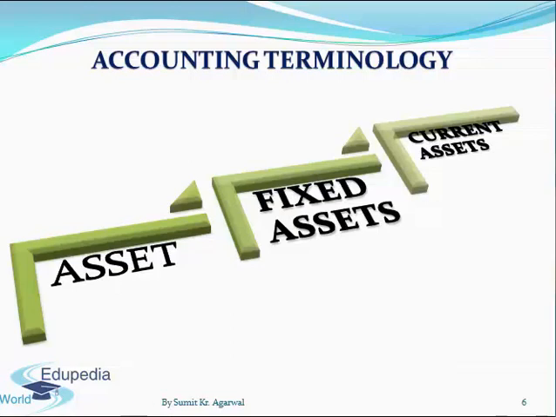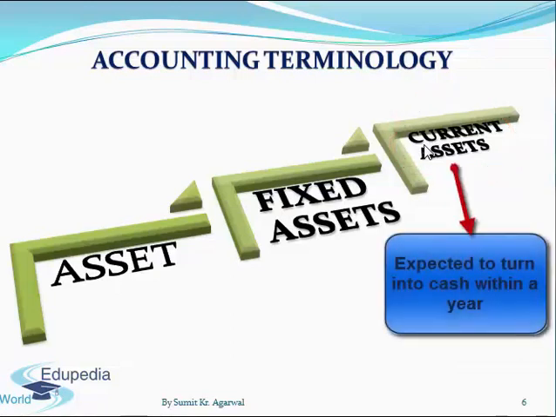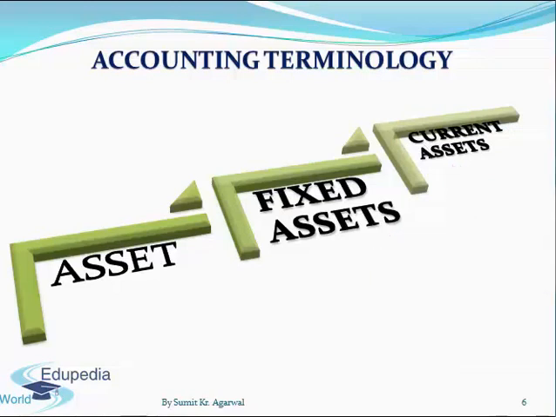Assets are usually of two types, fixed assets and current assets. First, let's understand what are current assets. Current assets are usually the assets which can be expected to turn into cash within a year or so. These are also known as liquid assets. For example, cash, the stocks which can be sold and converted into cash in a very near future, the money which is receivable from our customers very soon.